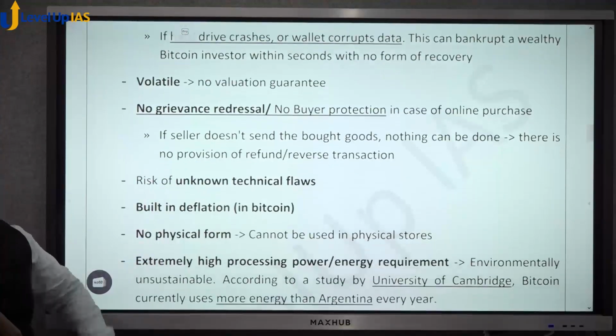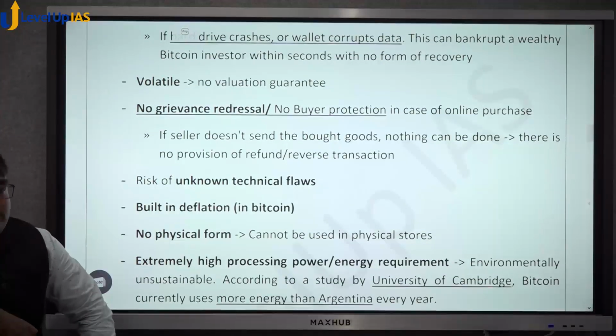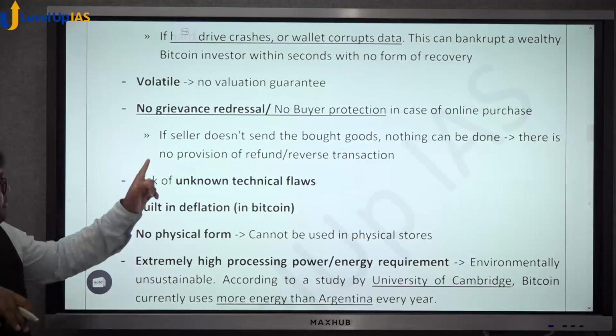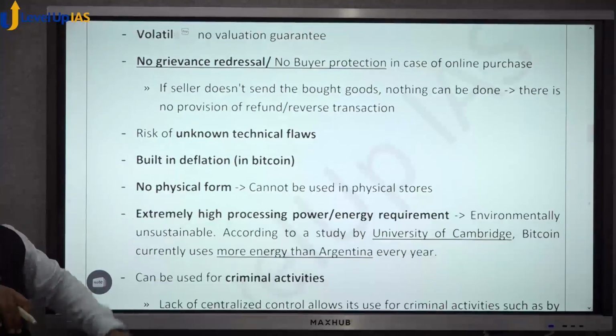There is no grievance redressal. आपने पैसे किसी के अकाउंट में ट्रांसफर किए, उसने वो सर्विस नहीं दी, you could have claimed that मुझे सर्विस नहीं मिली, मुझे पैसे वापस दिलाओ. But in case of Bitcoin you are transferring that Bitcoin in some account. किसका अकाउंट है वो सारी चीजें नहीं है, तो ग्रीवेंस रिड्रेसल नहीं है. Risk of unknown technical flaws.